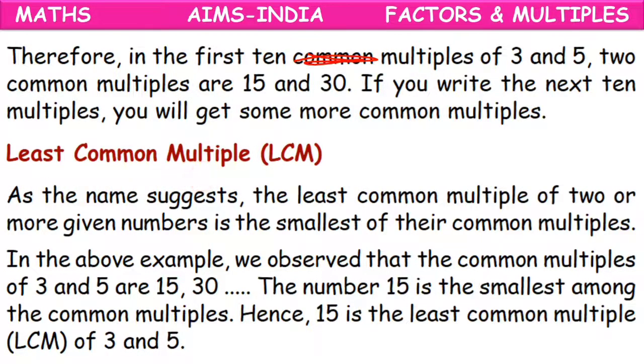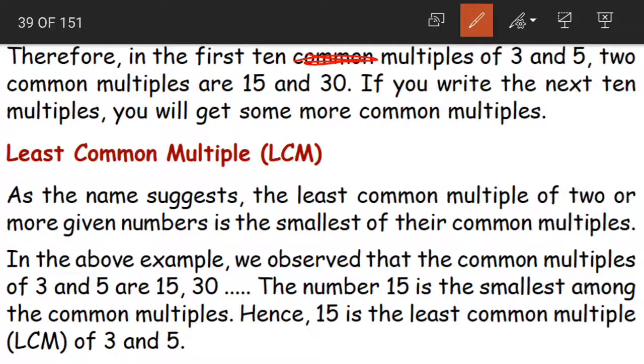Now coming to the least common multiple. In common factors, we had the highest common factor, which is our HCF. H for highest, C for common, F for factor. So in factors we had our highest common factor, but in multiples we have our least common multiple.